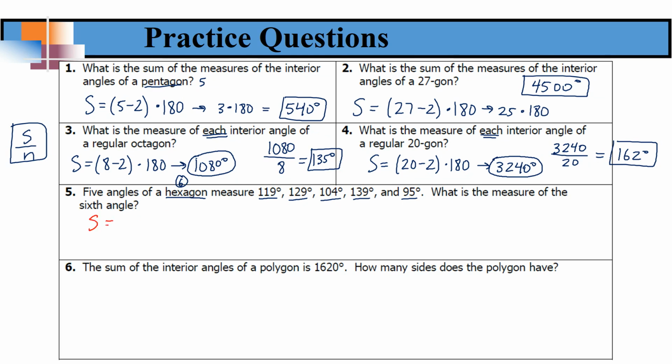So let's find S. S equals, in this case, (6 minus 2) times 180. Well, that would be 4 times 180, which gives us 720.